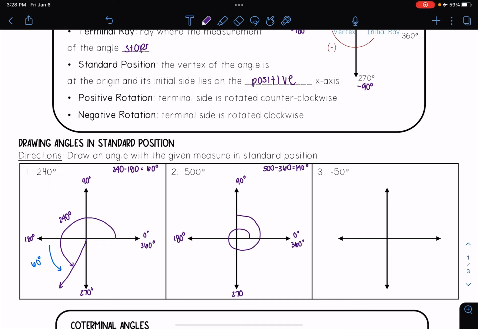So right here, I'm 90 past, but now I need to see how much further past 90 do I need to go. Well, 140 minus 90, I get 50 degrees. And so I want to go about 50 degrees past.